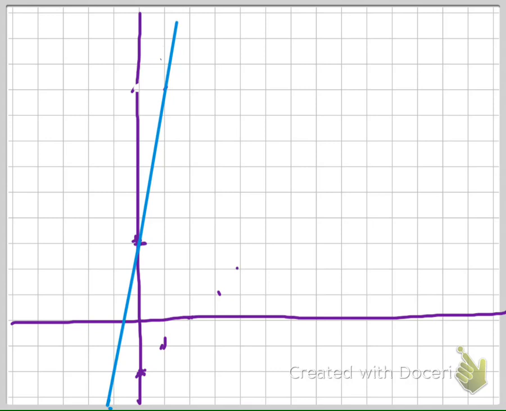Now, you can see that they're not connecting there, so what I'm going to do is go down 1 and over 1, and they're going to connect right there. That's where they're crossing. I shouldn't say connect, it's not really connect, it's cross.